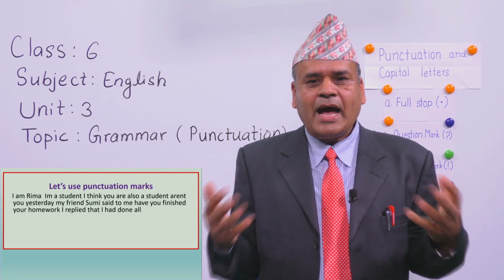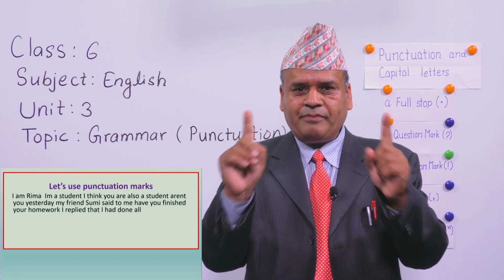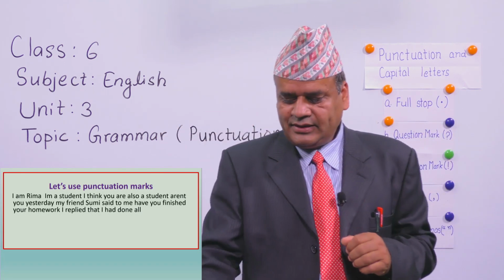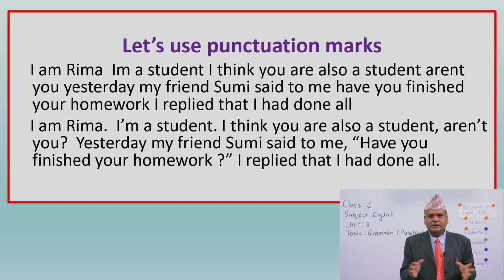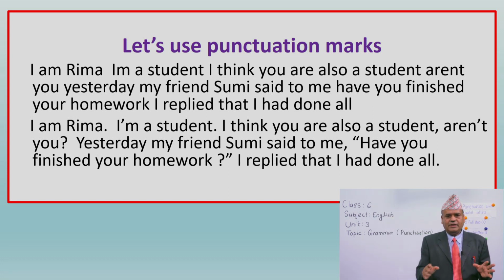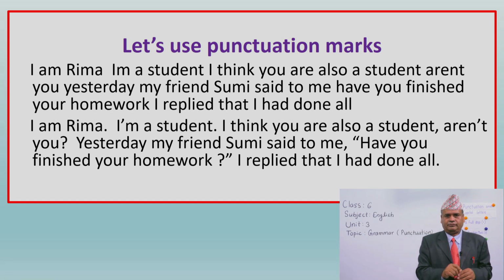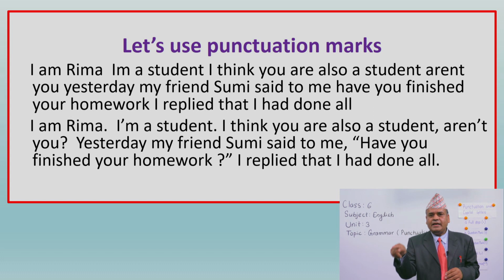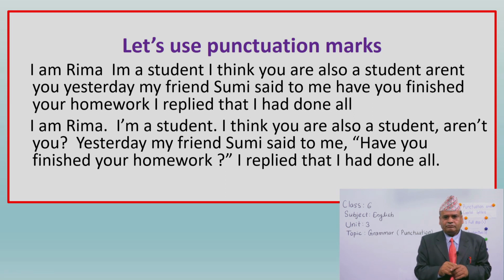So, what is missing there? What are the missing marks? We are going to add them and make the sentences complete. All right? So, you see there, I am Rima. That is a full stop because it's a sentence, it's a statement. I'm a student. You see, I'm, there is an apostrophe, it's the contracted form. If you write I-A-M, it's separated, no apostrophe. But if you write I-'-M, there is an apostrophe, right? I'm a student, full stop.